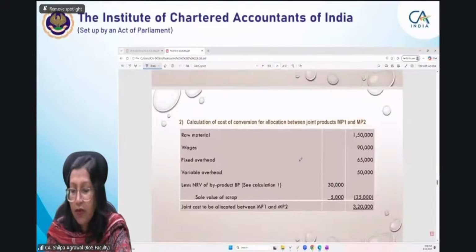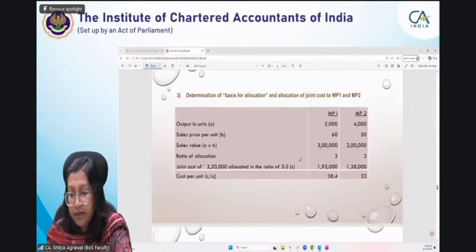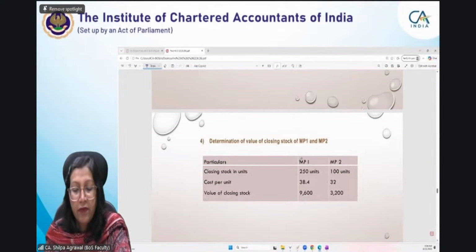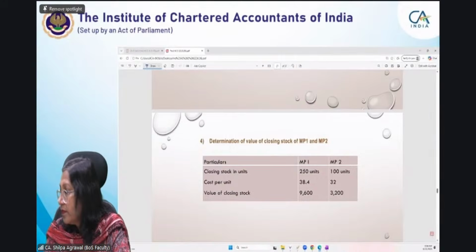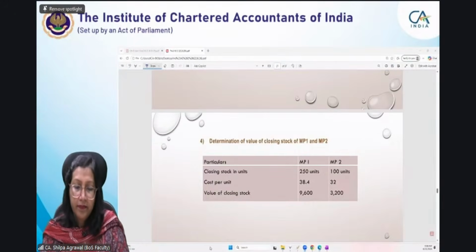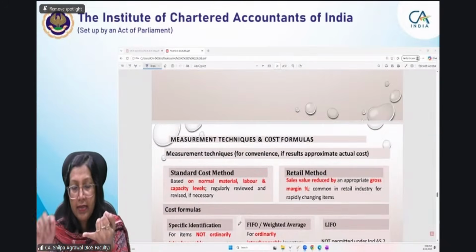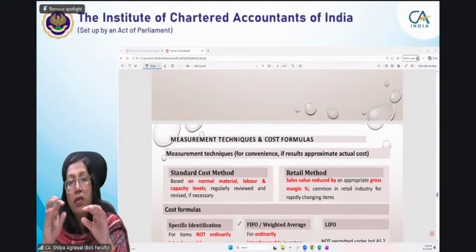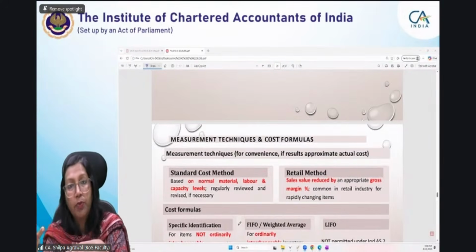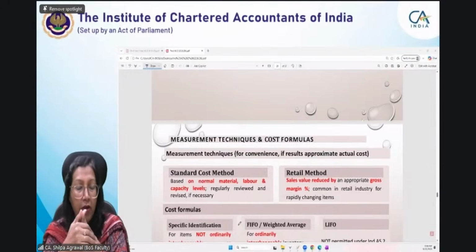Okay, this was the calculation which we have already done. We got 9,600 and 3,200. Now, till this time, we have discussed the elements of cost. We have also discussed allocation of cost to products when the output is more than one product.